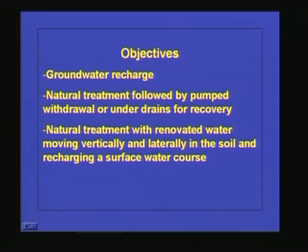And the major objectives are groundwater recharge and natural treatment, followed by pump withdrawal or under drains for recovery. So after the irrigation, if you can place a proper drainage system, we can collect the water for reuse, and natural treatment with renovated water moving vertically and laterally in the soil and recharging a surface water source is also possible because of this method.